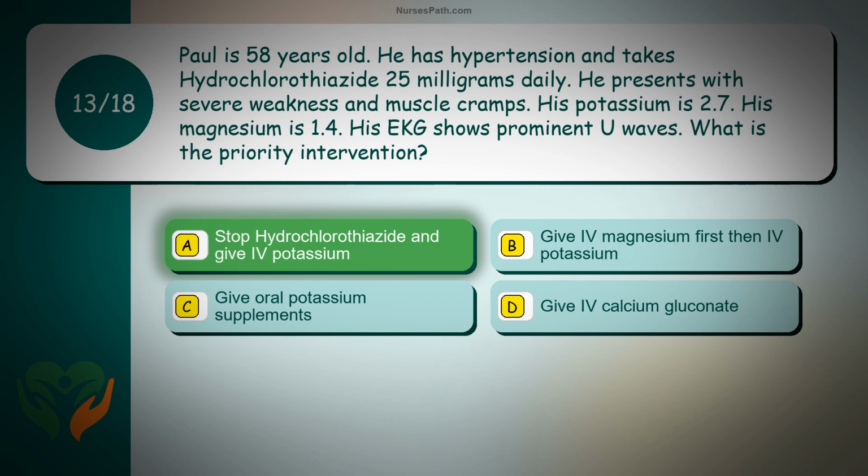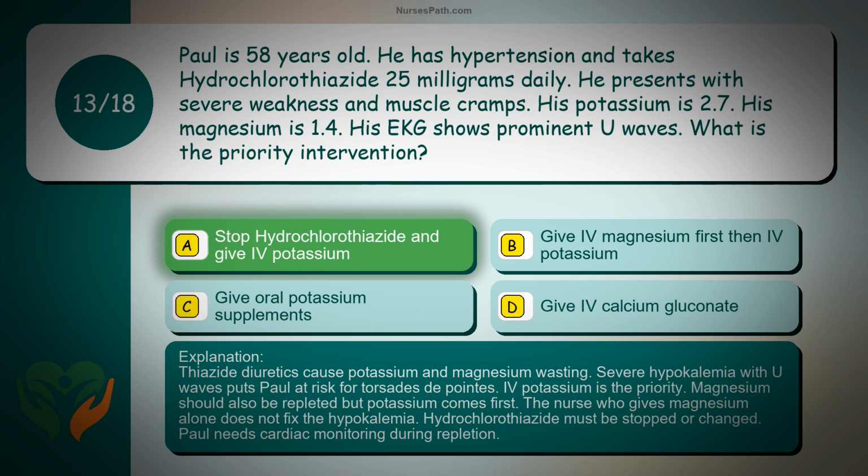Stop hydrochlorothiazide and give IV potassium. Thiazide diuretics cause potassium and magnesium wasting. Severe hypokalemia with U waves puts Paul at risk for Torsades de pointes. IV potassium is the priority. Magnesium should also be repleted, but potassium comes first.